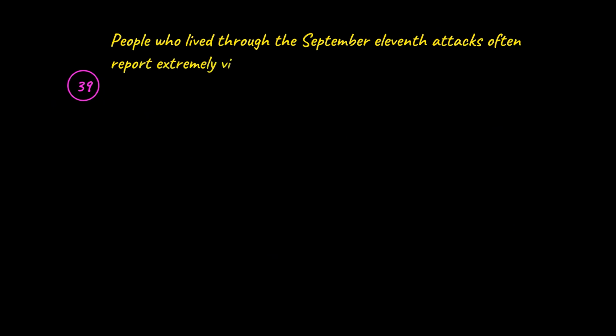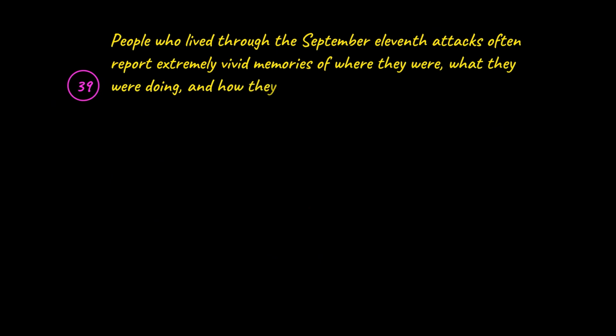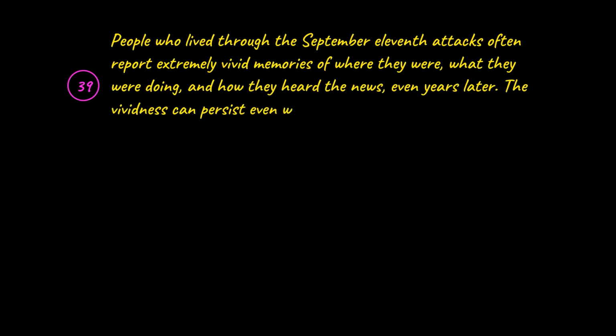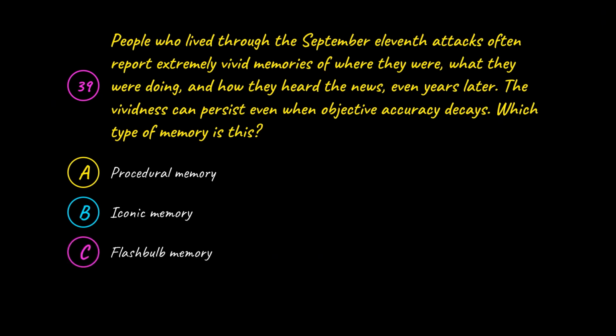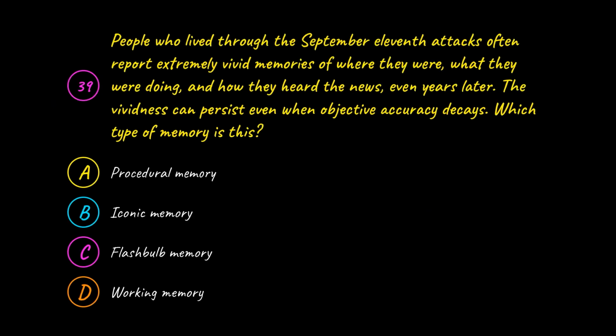Question 39. People who lived through the September 11th attacks often report extremely vivid memories of where they were, what they were doing, and how they heard the news. Even years later, the vividness can persist even when objective accuracy decays. Which type of memory is this? Your options are A. Procedural memory, B. Iconic memory, C. Flashbulb memory, D. Working memory. Don't overthink it. Which one feels right?